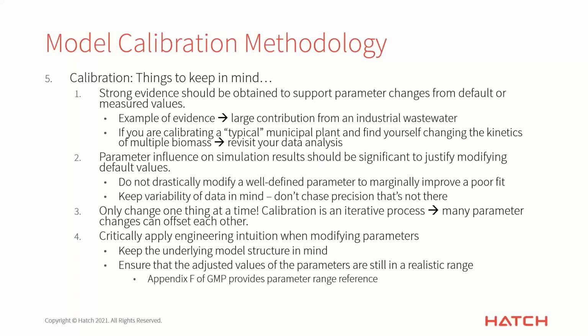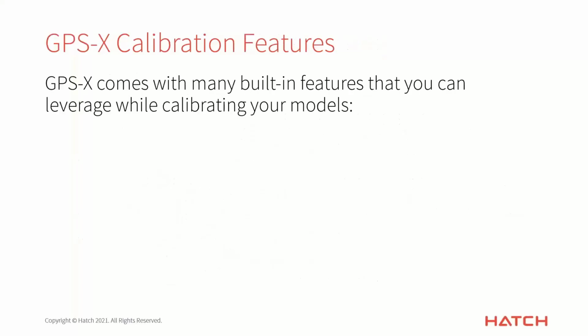So Appendix F of the Good Modeling Practice report that I was talking about earlier provides a parameter range reference for common parameters, so you can look at that and make sure that none of your parameters are outside of the typical range.